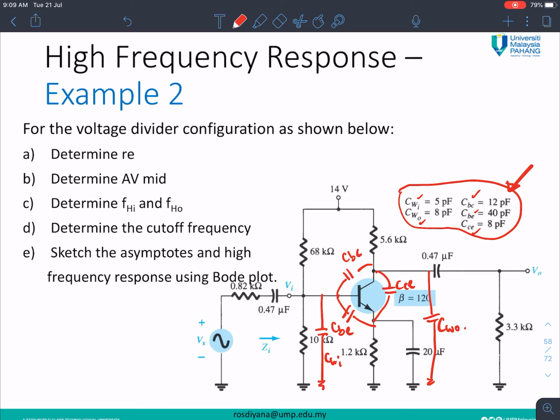Okay, so for this question, A: determine RE. B: determine AV mid. C: determine FH in and FH out. D: determine the cut-off frequency, which is FH. E: sketch the asymptotes and the high frequency response, which is the actual response, using a Bode plot.